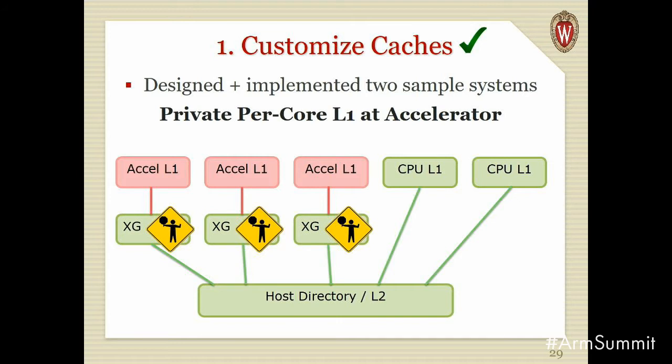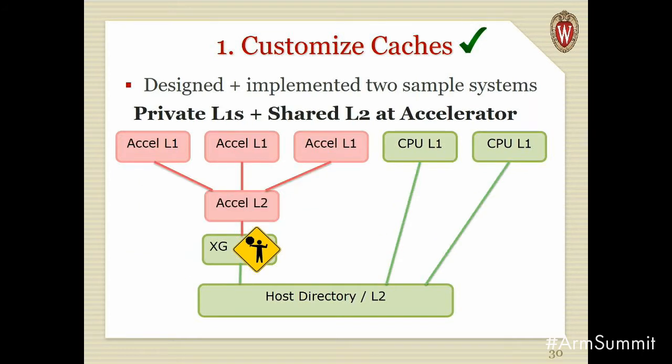So this is showing 3 accelerators, each with an L1 cache and a Crossing Guard agent for each one, which is going to ensure that each one talks correctly to the host directory and L2 cache, and so coexists with the CPU. Or we can also do a much more complex 2-level cache where there are private L1s and a shared L2 for the accelerator. So this kind of matches what most GPUs do today.